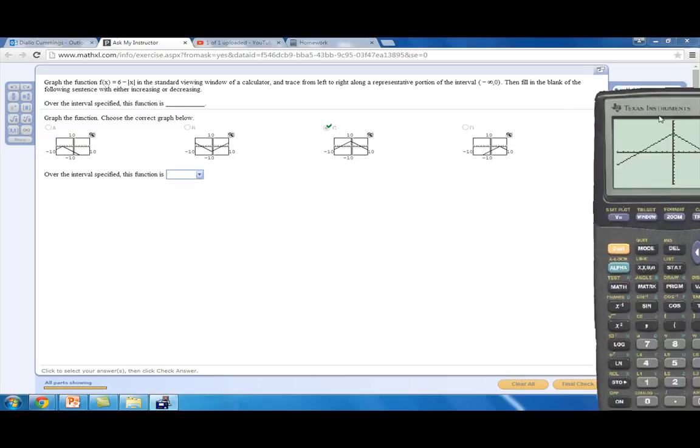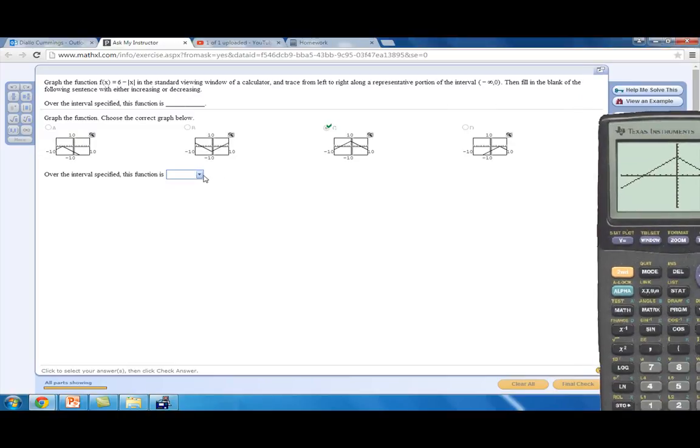And next we're asked to identify whether this graph is increasing or decreasing over the interval from negative infinity to 0. So as we look at the graph from negative infinity to 0, and these values are located on the x-axis, as we trace the graph from left to right on that interval, notice that our graph rises, which would indicate an increase.